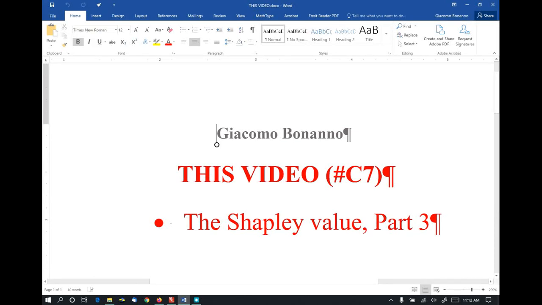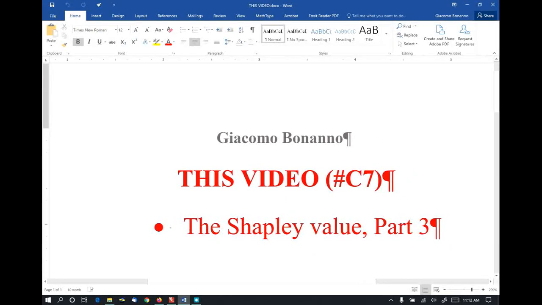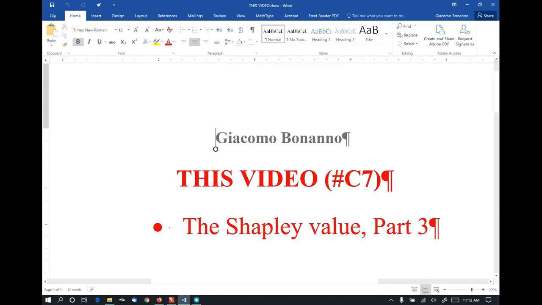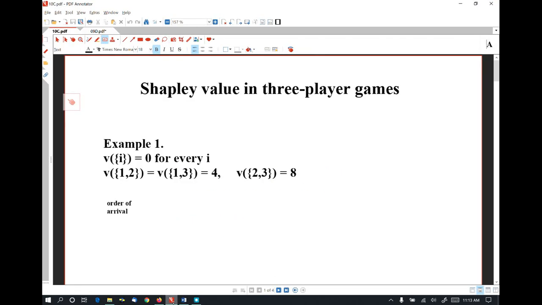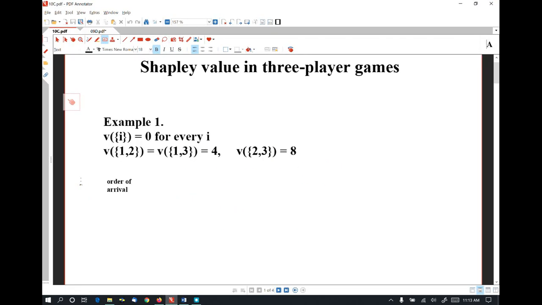Welcome to the last video on cooperative games. This is the 7th video and the third and last one on the Shapley value. In the previous video we looked at how to compute the Shapley value for 2-player games, and in this video I will look at 3-player games, in particular the three examples that we examined before: the factory workers and the capitalist, the landowner, and the software developers.